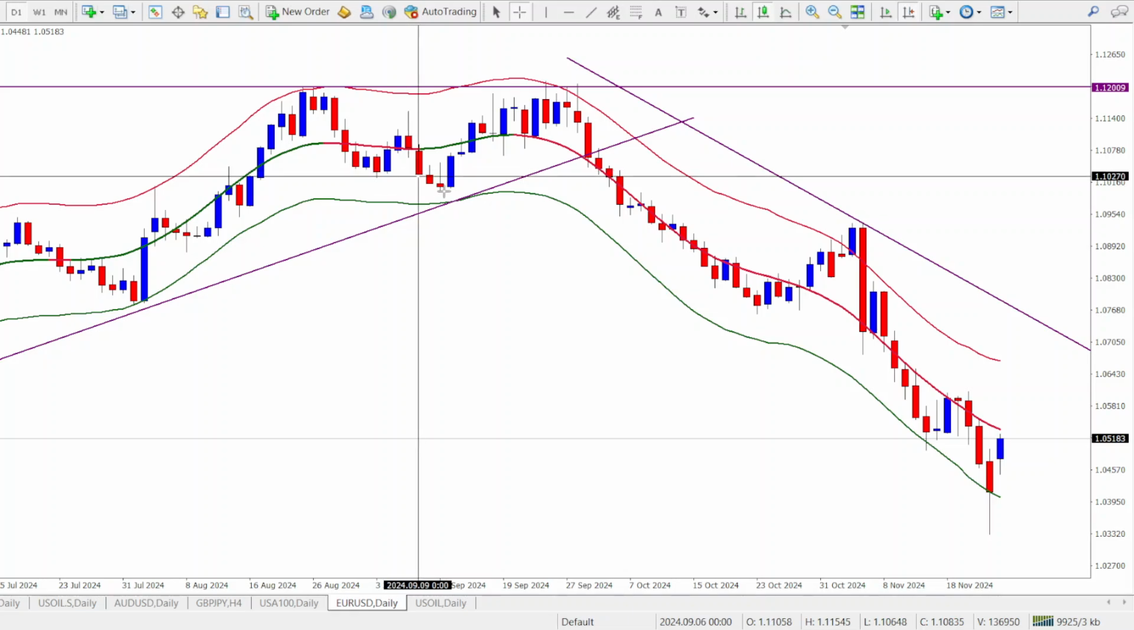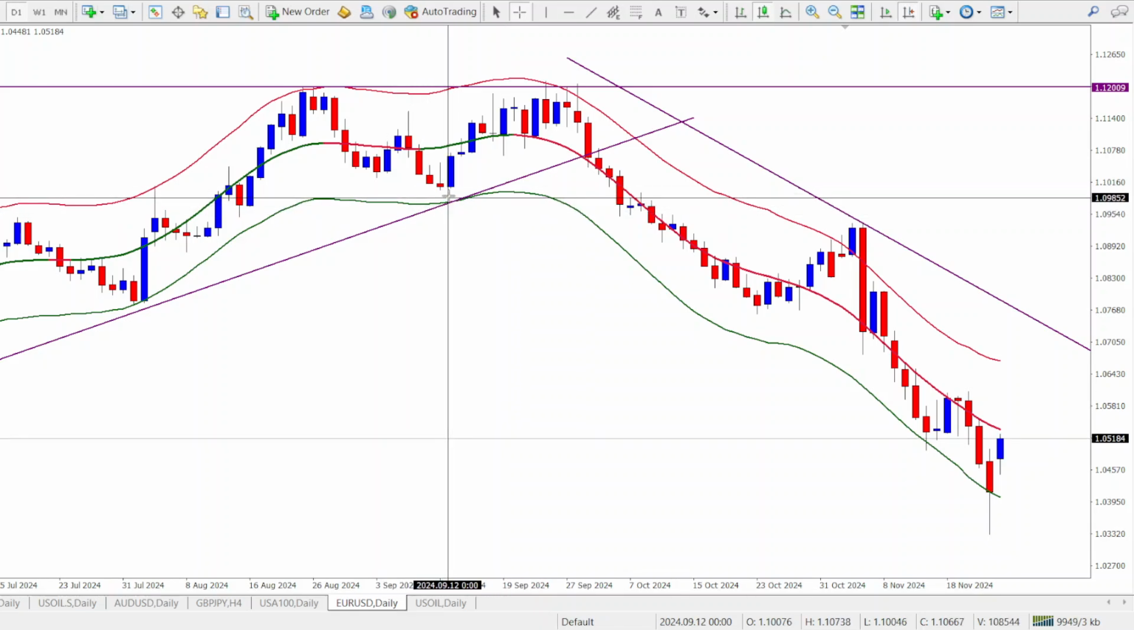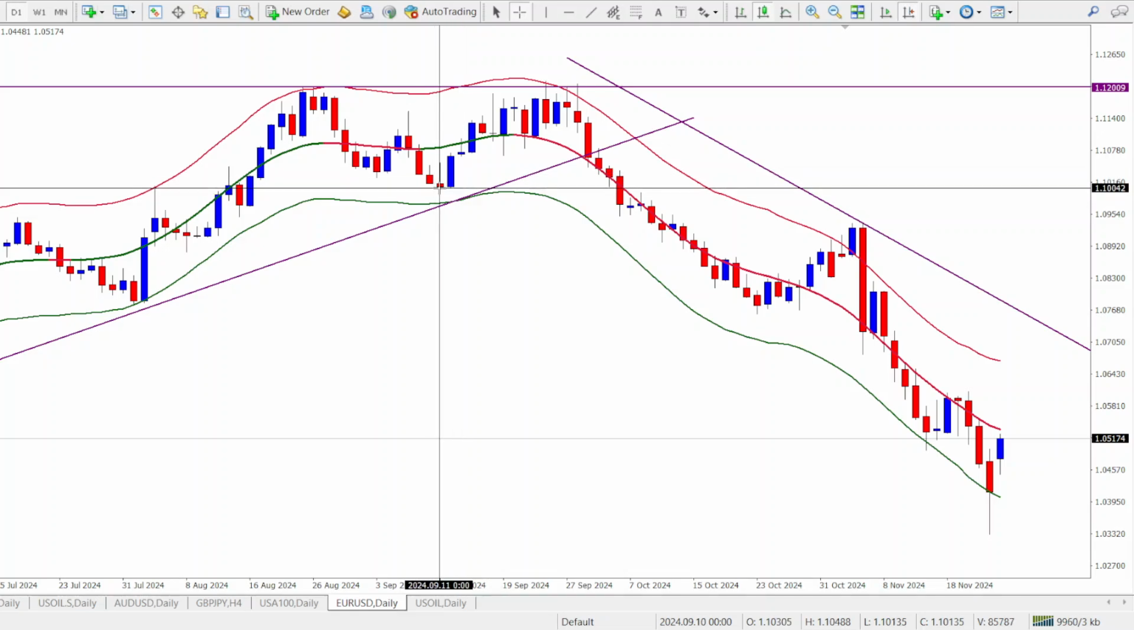But sometimes the price might not pierce through the lower band. It might not even hit the lower band. So just watch out for any reversal pattern.